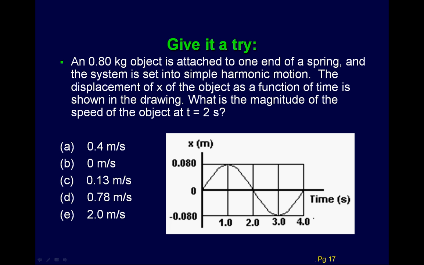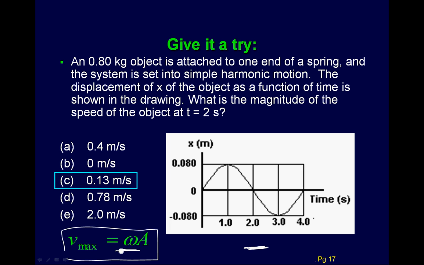Okay, let's try another give it a try here. It's the same situation we were talking about before. I want to know, what is the magnitude of the speed of the object at time 2 seconds? All right, and hopefully we got this one, 0.13 meters per second. The trick here is to realize that at time 2 seconds, the position is 0. If the position is 0, the velocity is at a maximum. And our velocity maximum equation looks like this. It's omega, the angular frequency we found in the last problem, times amplitude. And amplitude is basically the maximum displacement, and here that would be 0.08.